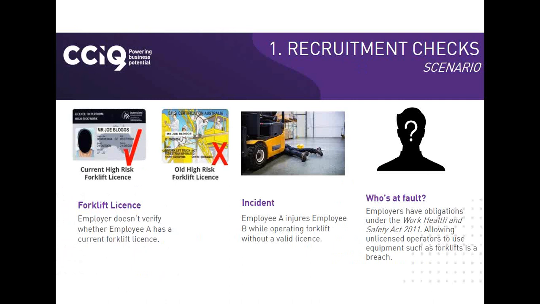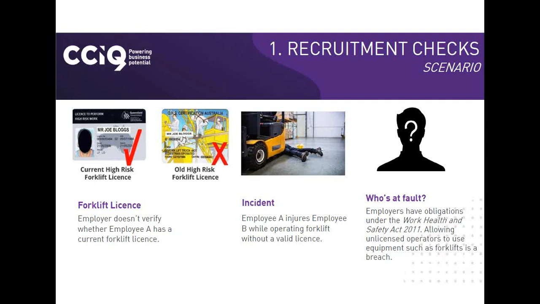So the first of our scenarios, we've got a scenario here where the employer has been provided with a copy of the forklift license that has expired. Obviously the one on the right here is the old style Queensland high-risk forklift license, whereas now the one on the left is what should be provided. The employer hasn't thought to ask or check that they have a current and valid license, and they say, well, that's good enough for me, and let them loose on a forklift.